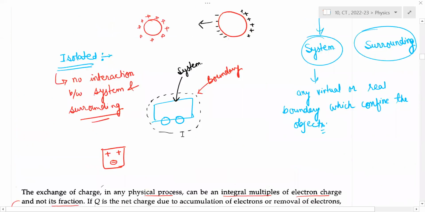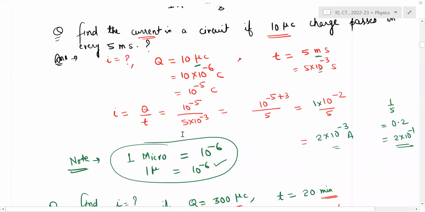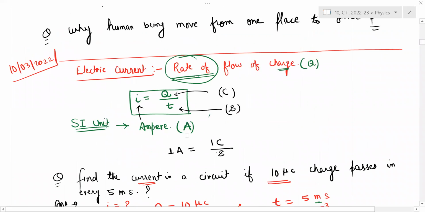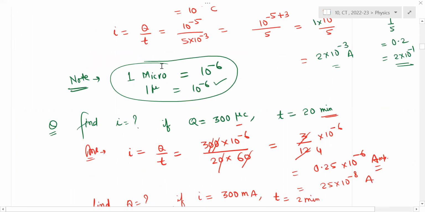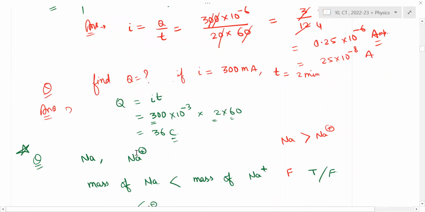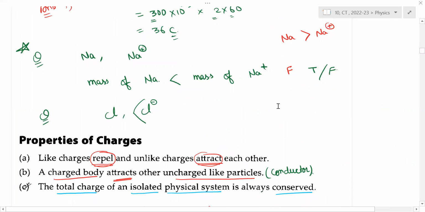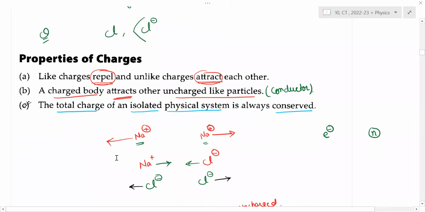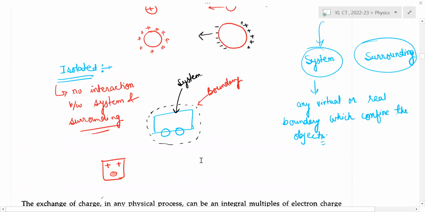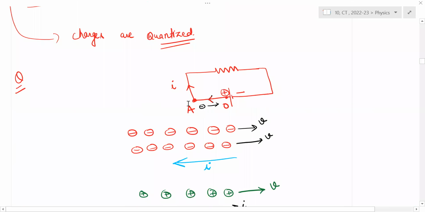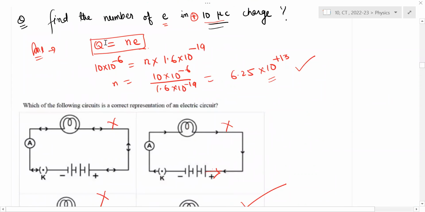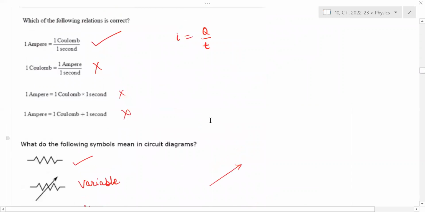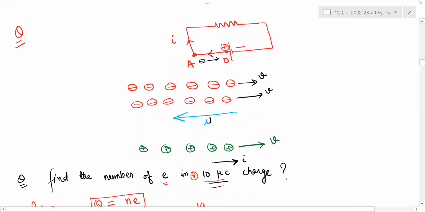So today, what have we learned? Who will summarize? We started with electric current and its SI unit, then questions based on current and electric charges, micro, milli, all these things. After that, masses, positive and negative charge, and properties of charges. Then again some questions based on current, the direction of current, and how to find the number of electrons, and then the homework discussion.